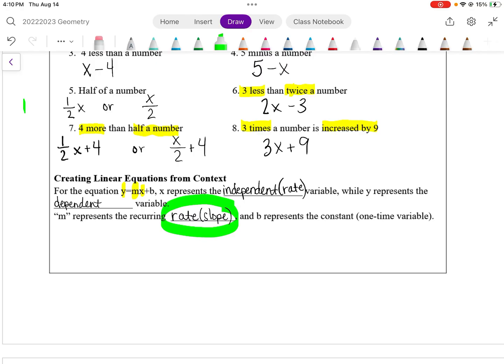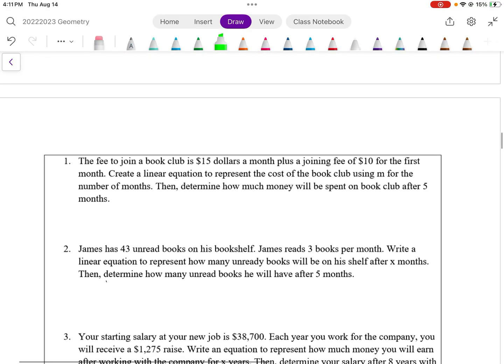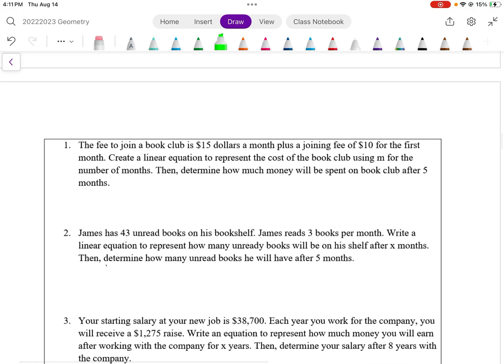So these are the two things that I'm really going to talk about. I'm going to highlight them in green. We're going to be talking about rate and constant when we talk about these word problems. The rate or the slope is what goes with that independent variable, okay? The constant is something that happens one time, and it's usually something that's just added or subtracted to the equation.